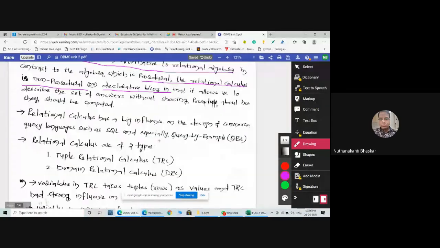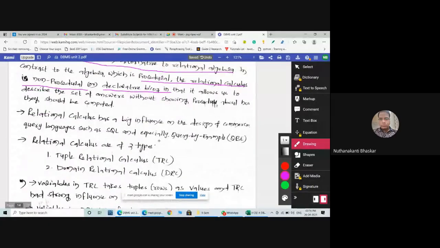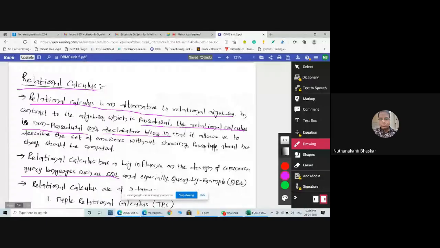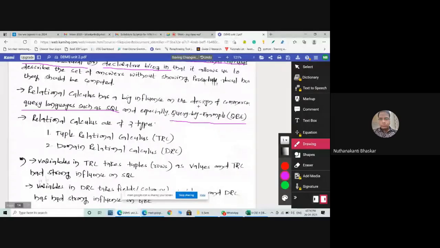I can tell you relational calculus is more helpful than relational algebra, and it has common features with query programming languages like SQL. SQL is also somewhat related to relational calculus. Especially, it is called query by example. Sometimes we can call relational calculus query by example. It mirrors the features of SQL.